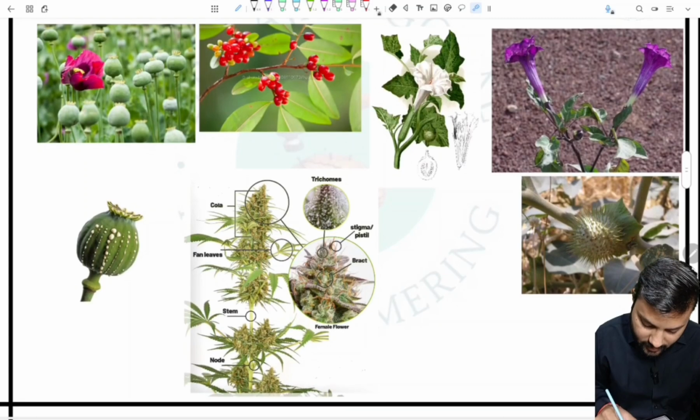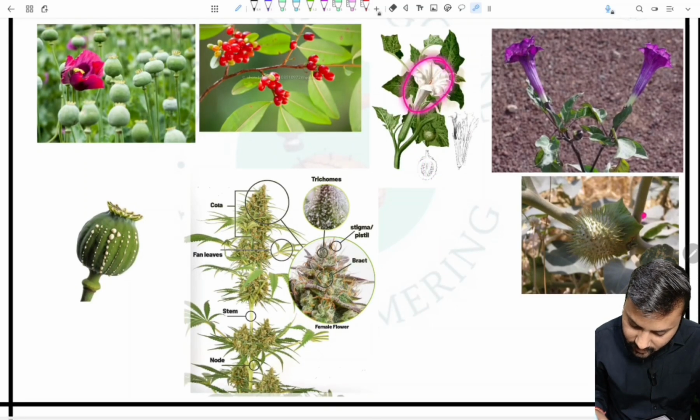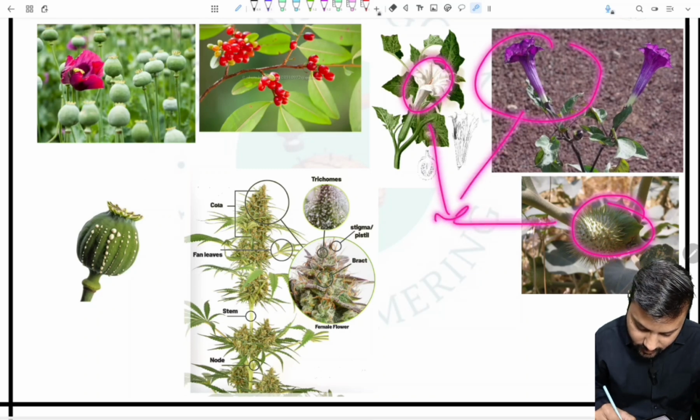Now the third image is of the datura, and all three images are of the datura.